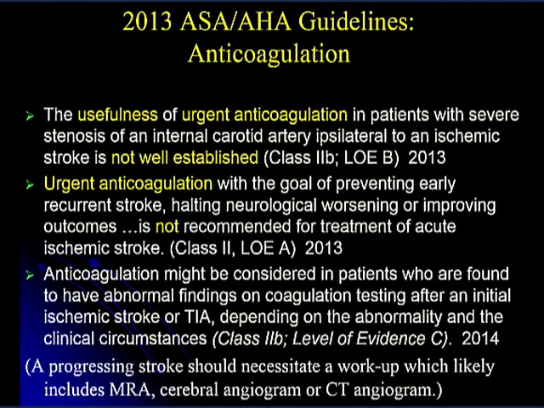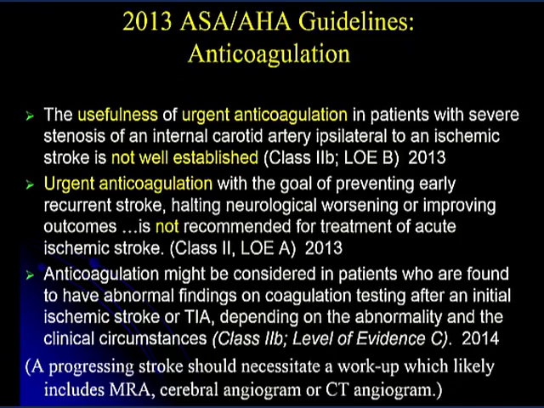Now for anticoagulation, which used to be the only reason anyone ever called a neurologist after an acute stroke, was when do you start anticoagulation? And what they've shown and have not changed in the guidelines is that the usefulness of urgent anticoagulation in patients, even with the severe stenosis of the internal carotid artery, is not well established. And the urgent anticoagulation with the goal of preventing another stroke is not recommended.